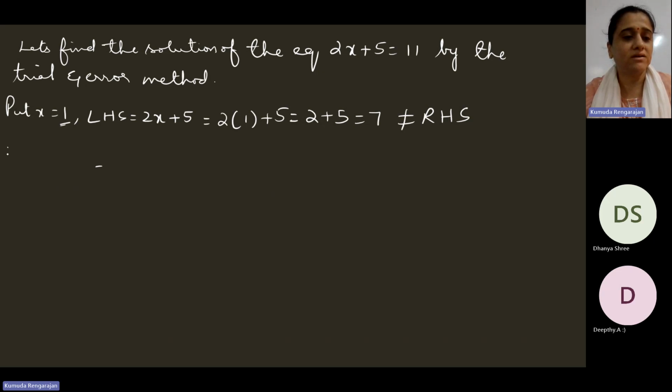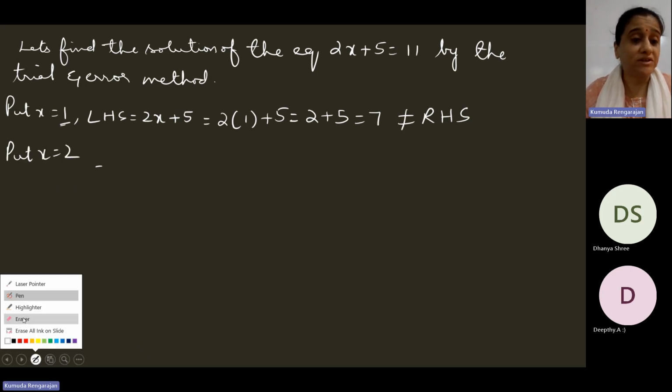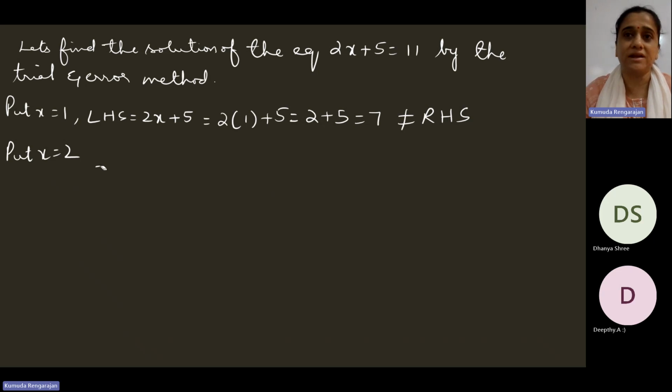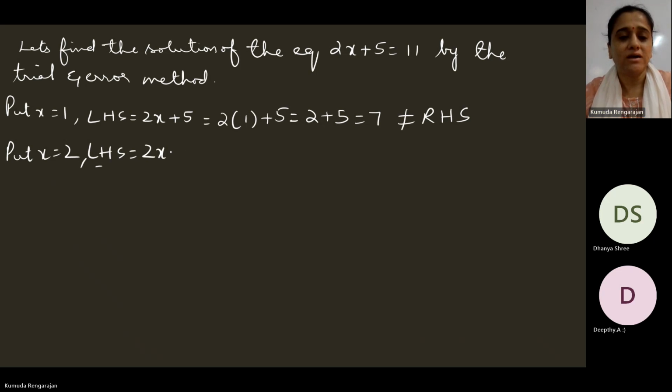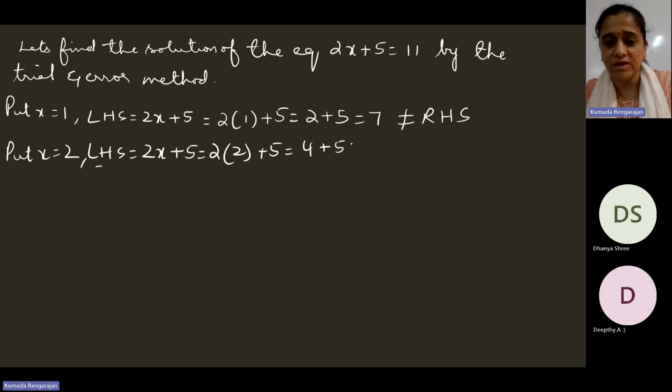Now let's take x as 2. It's not always easy to find the solution by the trial and error method. That's why we have the transposition method. I know you know the answer, but let me do it. Put x is equal to 2. So the left-hand side will be 2 into 2 plus 5. So 2 into 2 is 4, 4 plus 5, which is 9.